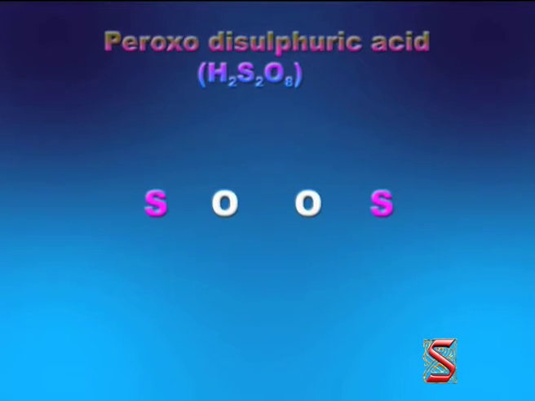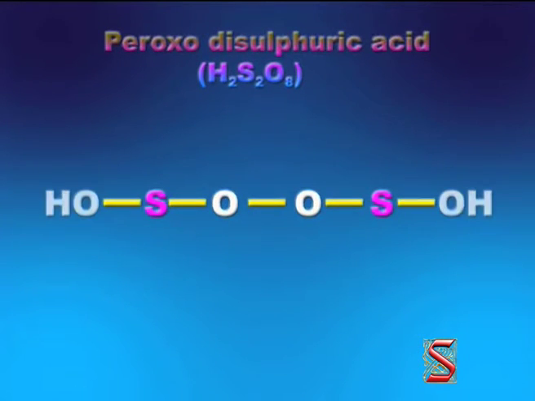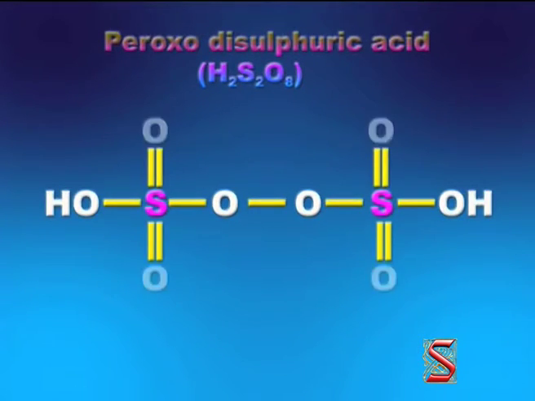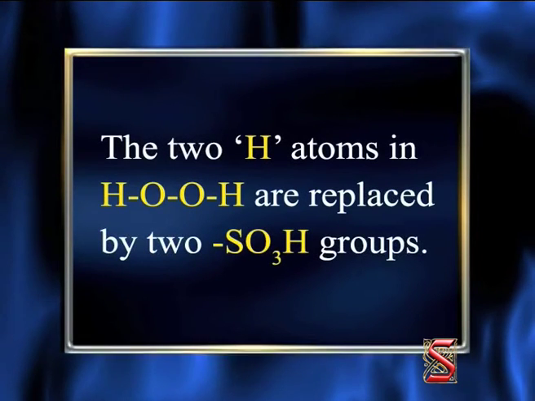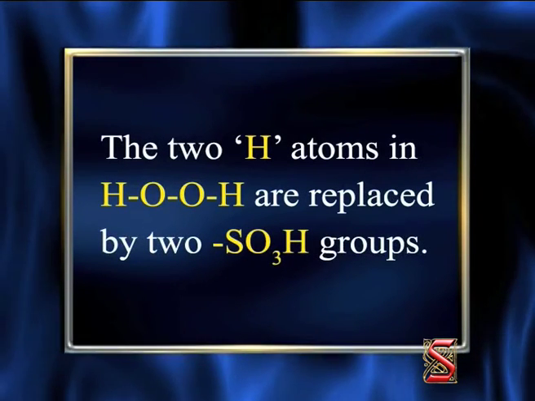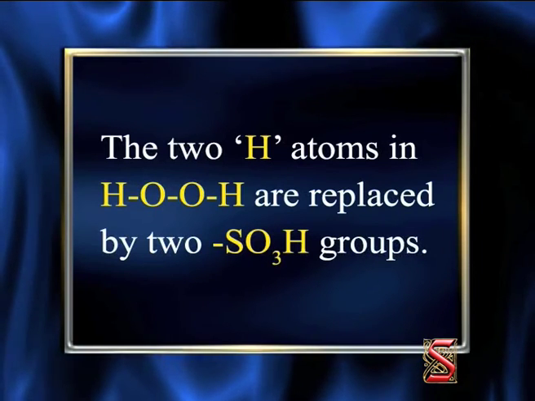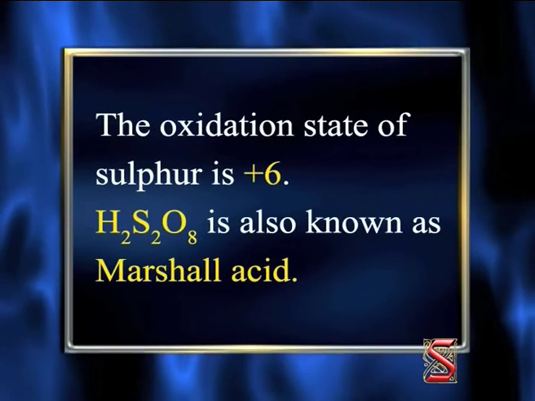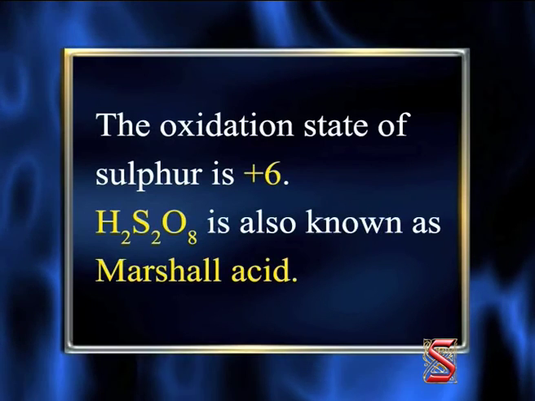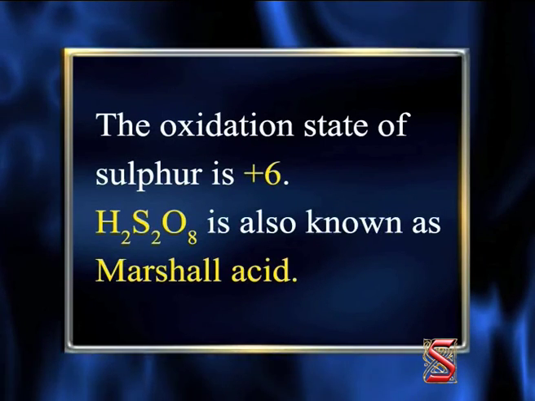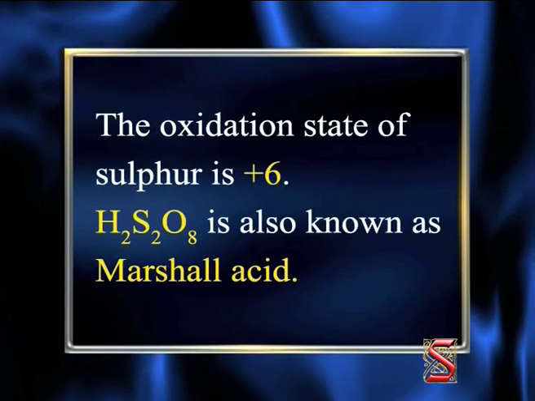The second one is peroxodisulphuric acid. The formula is H2S2O8. H2S2O8 is a disulphonic acid derivative of hydrogen peroxide. In hydrogen peroxide, two hydrogen atoms are replaced by two SO3H groups. The oxidation state of sulphur is +6. H2S2O8 is also known as Marshall's acid.